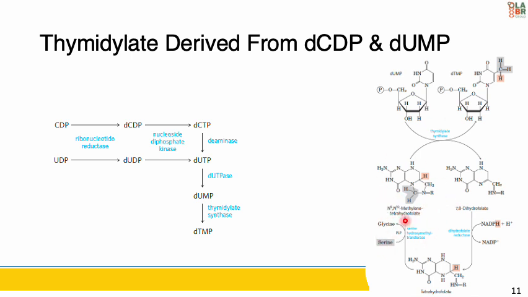So our CH2 comes from our serine, and this hydrogen over here comes from when dihydrofolate reductase uses NADPH to get NADP plus.